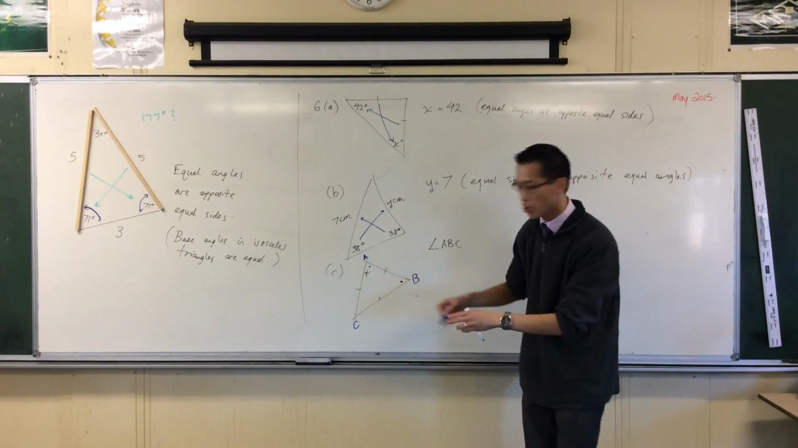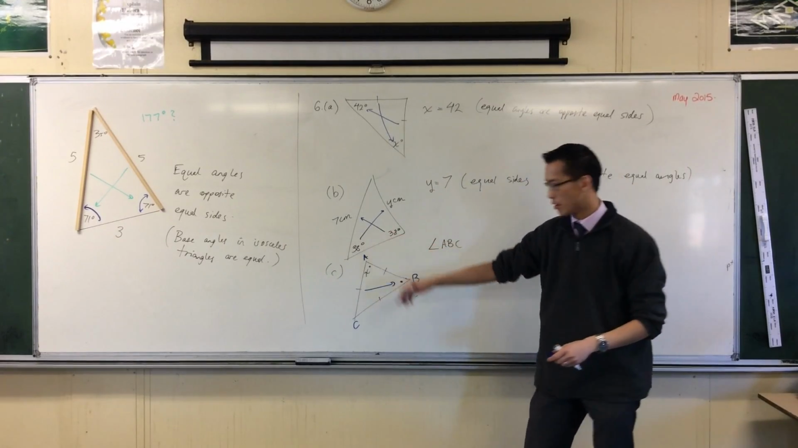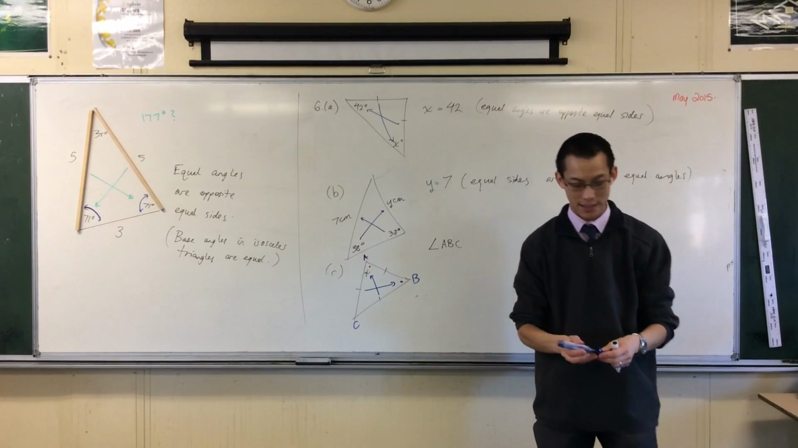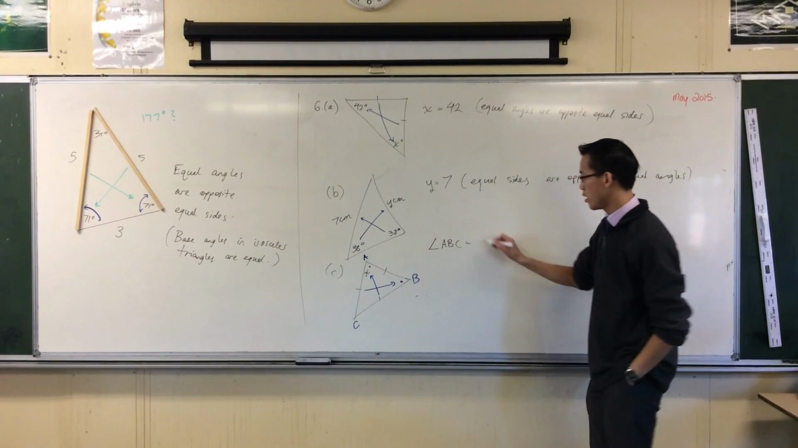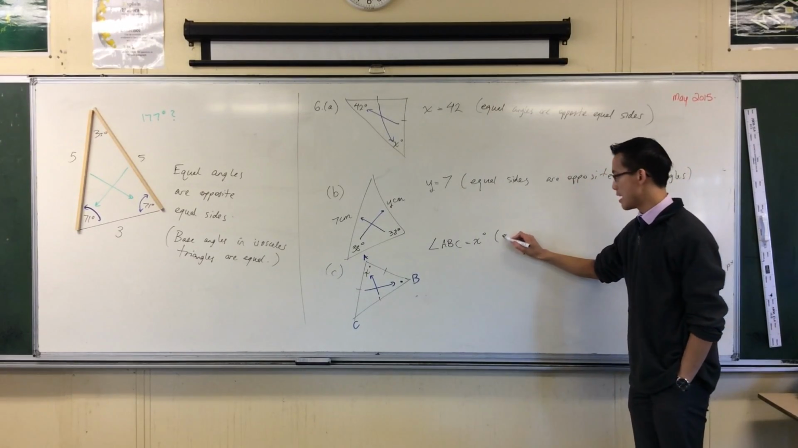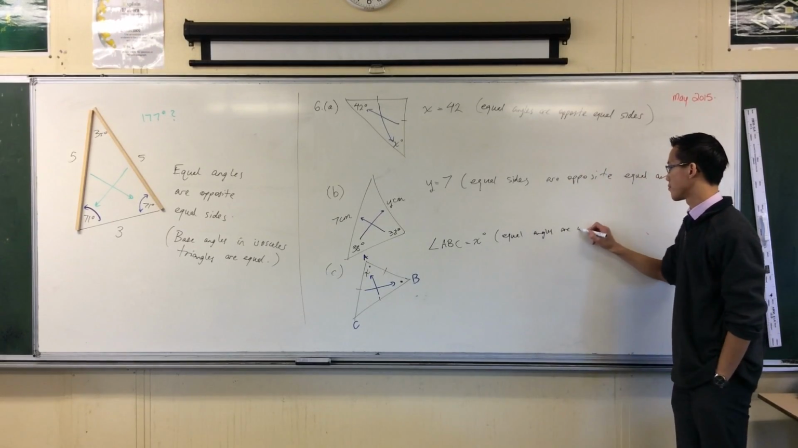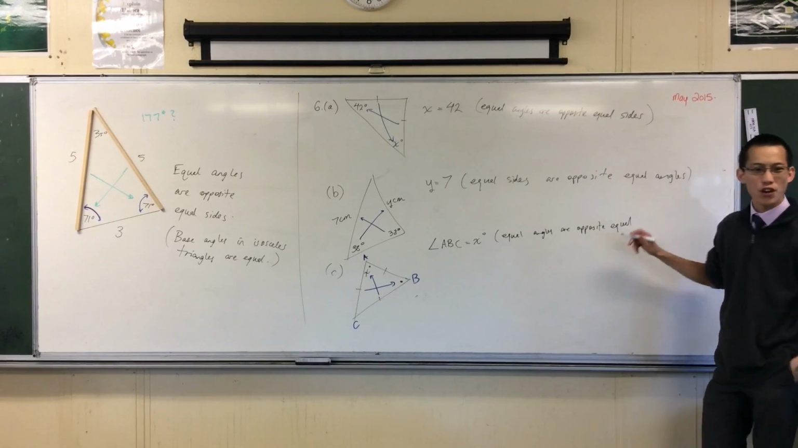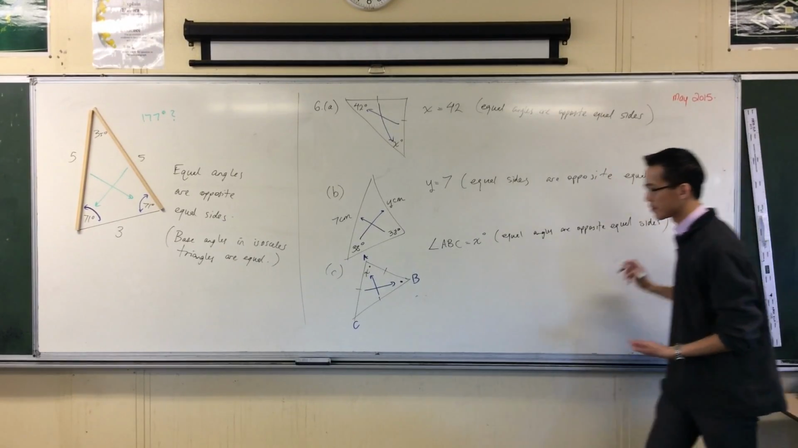So you can see, I'll just do one example first. There's an angle there, and it's opposite the side. And here's the angle I'm after, which is opposite a side that's the same length. So I can say that this is equal to x degrees, because equal angles are opposite equal sides. Okay? Now, let me show you a bit of a trick.